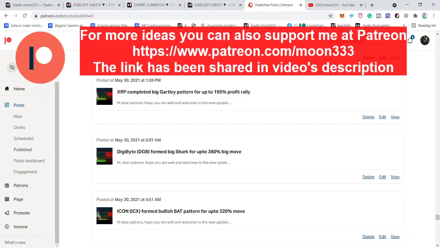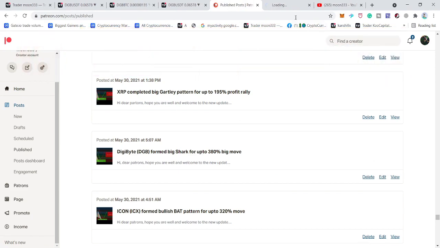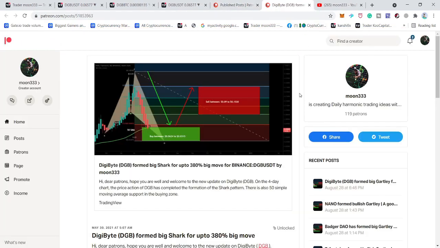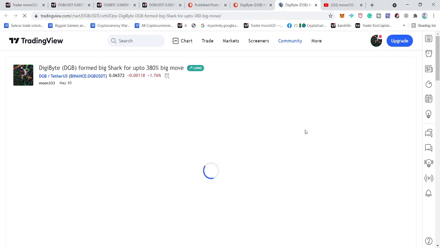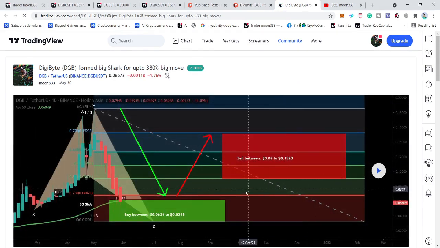And before this trade, I shared this idea at the Patreon on 30th of May, when the price line completed a very big bullish reversal harmonic shark move with the US dollar pair. And I told my members at the Patreon that this can be a very big move from here. You can see that this was a weekly time frame chart. And I'm just going to play this chart to show you how the price line behaved after that.